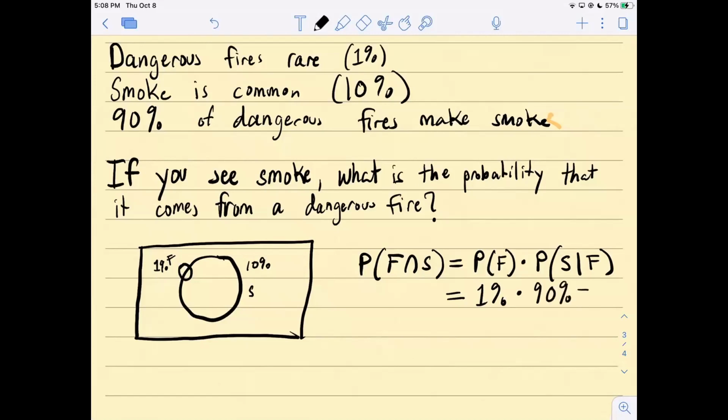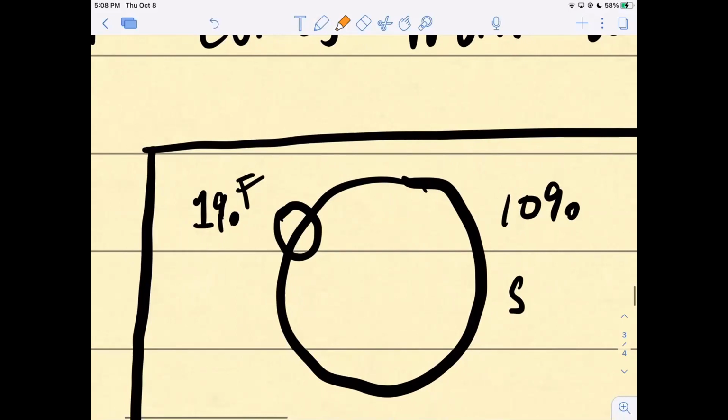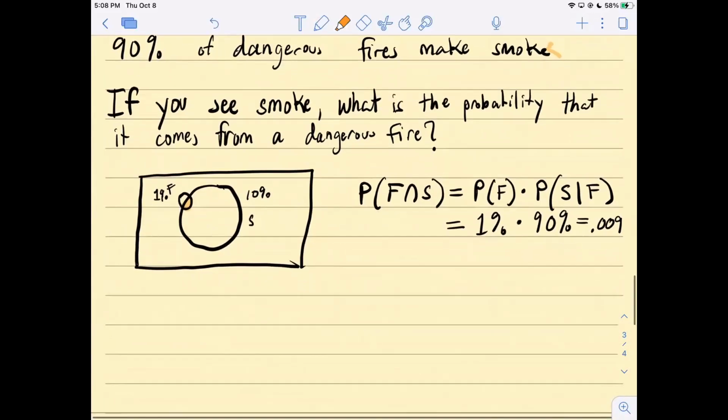So this becomes 0.009. Okay, where do you go from there? And then what you're trying to do is figure out the portion of the larger smoke circle that that intersection occupies. So you take the intersection and you divide it by the size of the smoke circle. So it's 0.009 divided by 0.1 because the smoke circle is 10%, which is 0.1. And that gives you 9%.